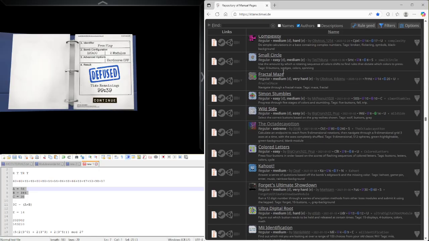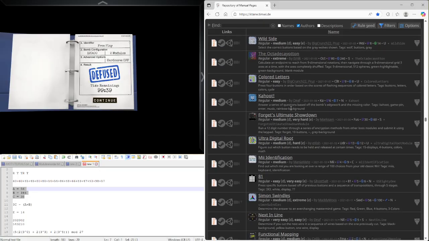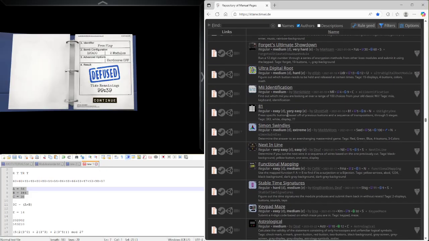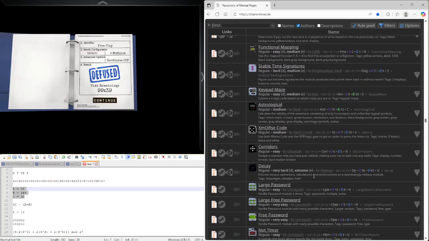Although we do have like Fractal Maze, Octagon, which still gives me time to figure out what an adequate Octa is going to be for this. We get Ultimate Showdown. I'm fully going to work up until we get to Simon Swindles, where then we'll find out how to do Simon Swindles, hopefully do that, and then carry on from there. Decay is the one that's coming up that's going to be scary.